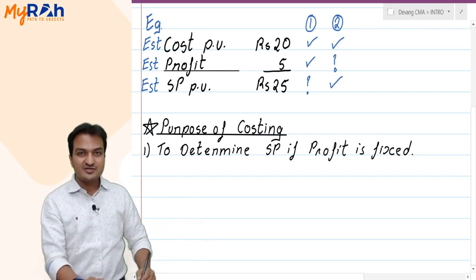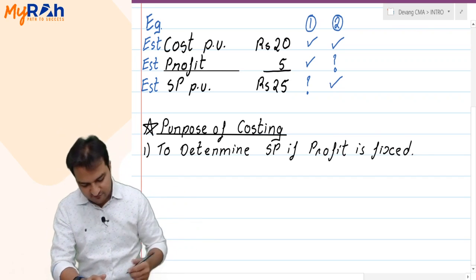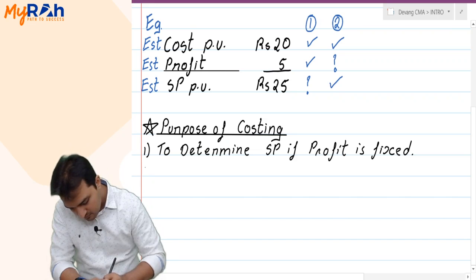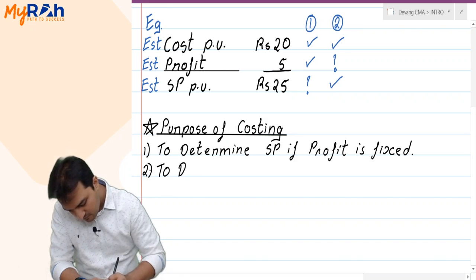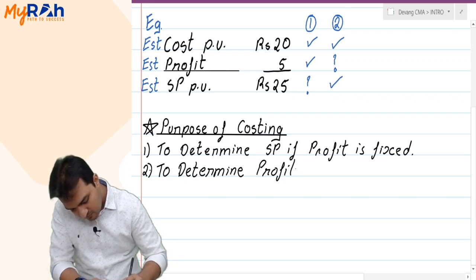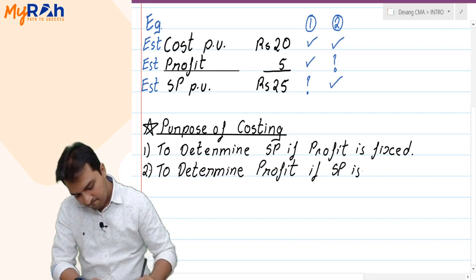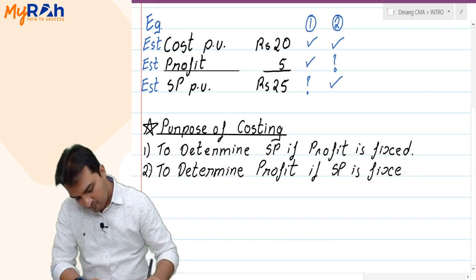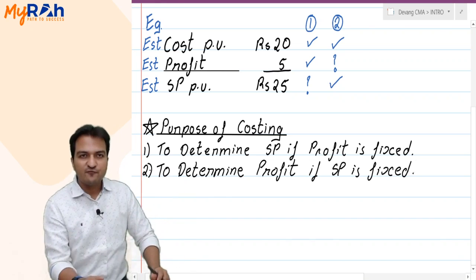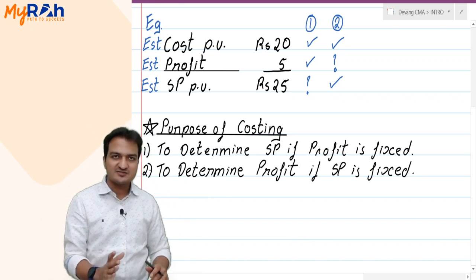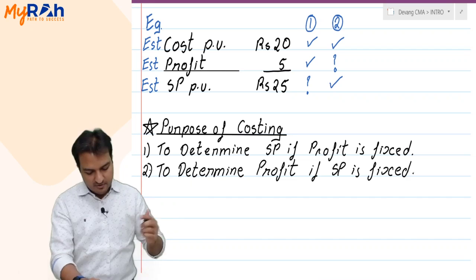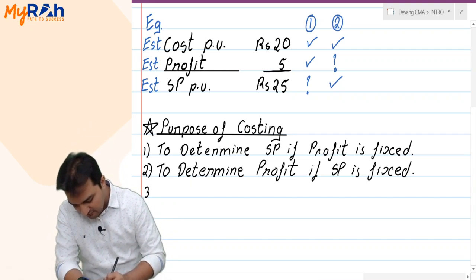First purpose is to determine selling price if the profit is fixed. We already did that. Second purpose, to determine profit if the selling price is fixed. Well, this was the second purpose that I showed you. But these are not the only two purposes. Now I give you something new.